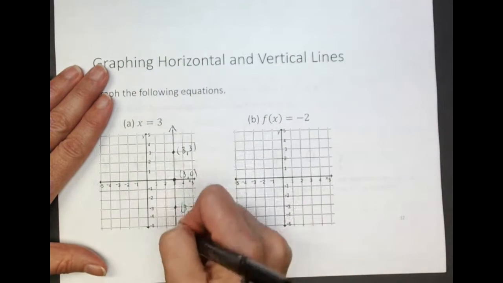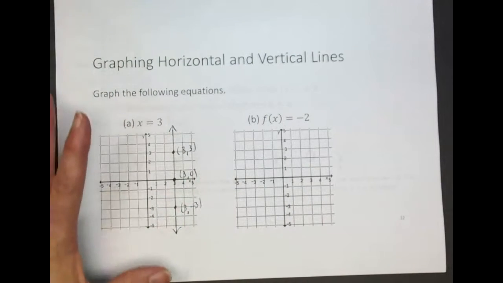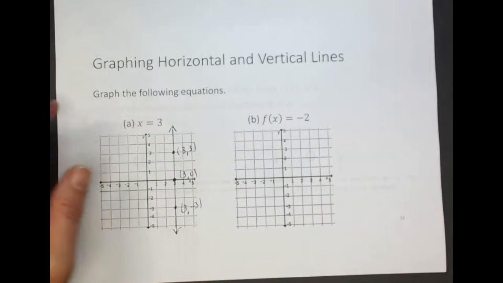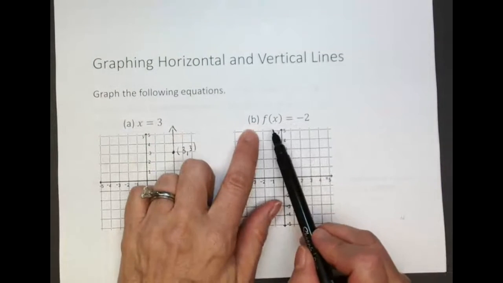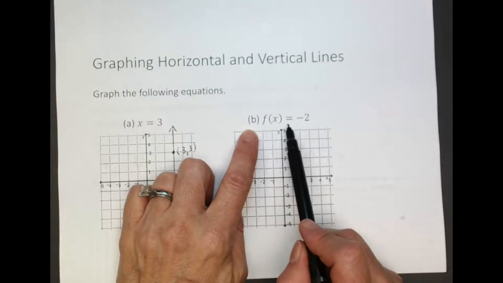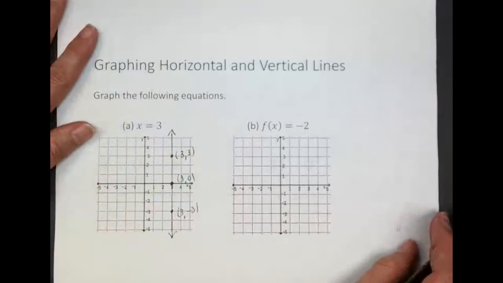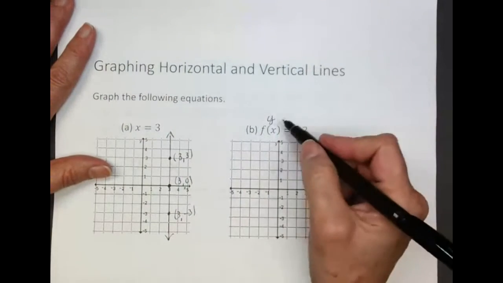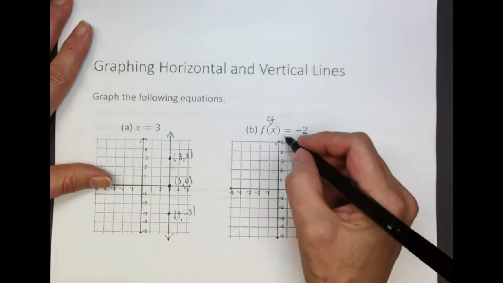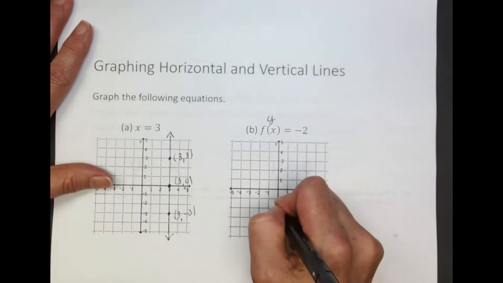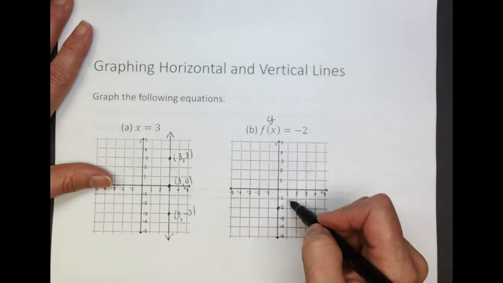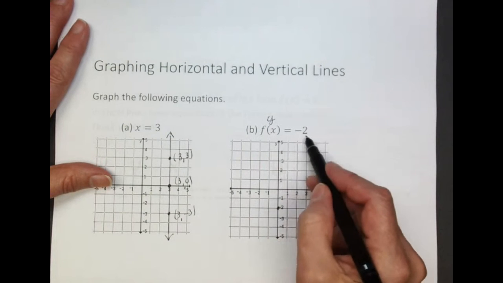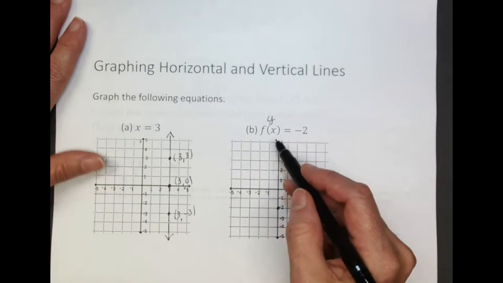And here are 3 points, coordinates of 3 points on that line. The x coordinate is always going to be 3. All right, compare that to B over here that says f of x equals negative 2. F of x, of course, is just function notation for y. So here we're saying y is negative 2. Well, where is that on the y-axis? Right here. Y is negative 2 and x is 0. But y is always negative 2. We don't even care what x is.